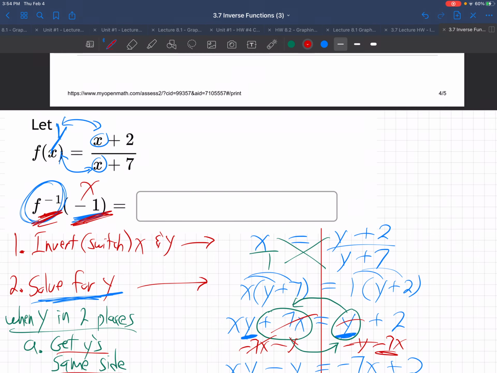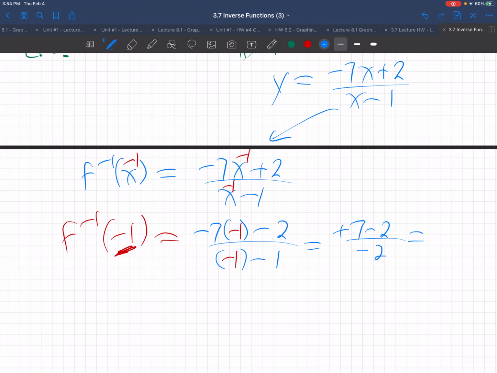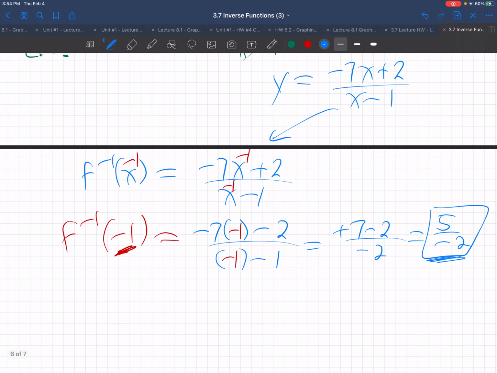I just pretended it was an x for a while because that's what I knew how to do. Well, now do you know what to do with that -1? You just plug it in, don't you? The -1 is just in the x spot, so put the -1 there, put the -1 there. Whenever we put something in a function, regular function or inverse function, you know what to do. You just plug it in. So what is that? That's going to be plus 7 minus 2 over minus 2 on the bottom. That's 5 over minus 2. There's our answer. I don't know if they probably want a fraction just like that.